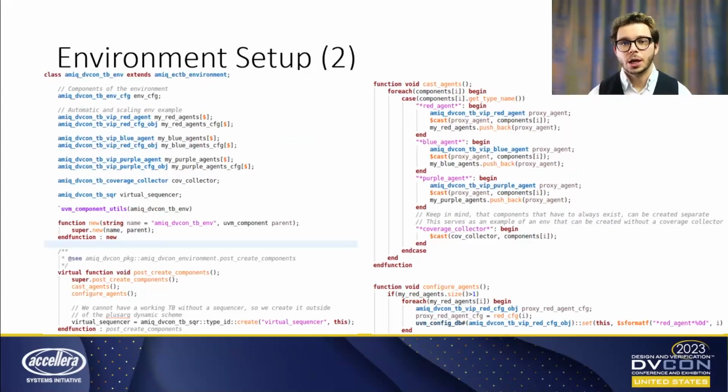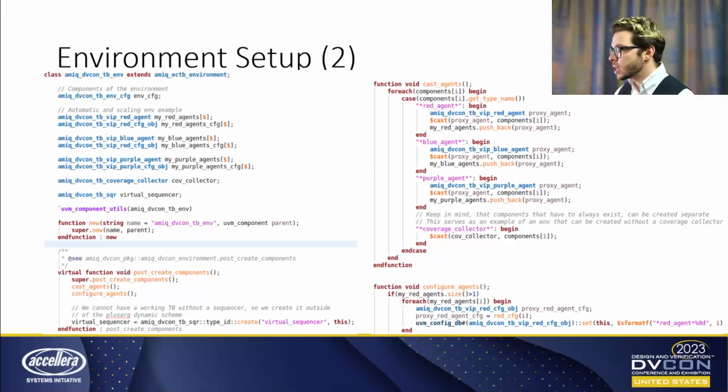Going further, I am going to showcase how an environment extended from AMIQ CTB looks. If we look on the left side, we can see that there is a post-create components, which is a hook that is available in the base object. It is extended, and we have these cast agents and configure agents functions. So basically, from using plusargs, we can create any number of components, but they are all going to be part of the same array, which is components.